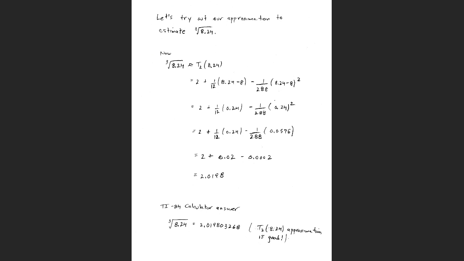All right, I get 0.02, and then I can do 1 divided by 288 and get 0.0002. And then I can add these three together and I get 2.098.